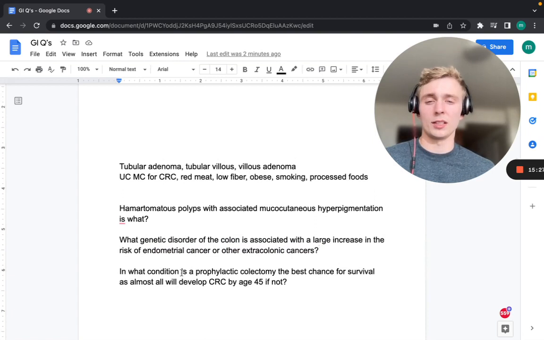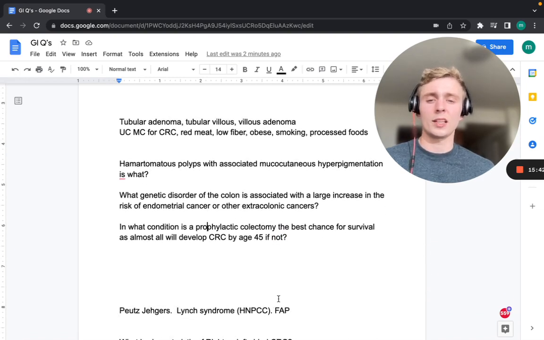In what condition is a prophylactic colectomy the best chance for survival, as almost all will develop colorectal cancer by age 45, if they don't do the prophylactic colectomy? So what is this condition? Okay, so that's going to be Peutz-Jeghers.